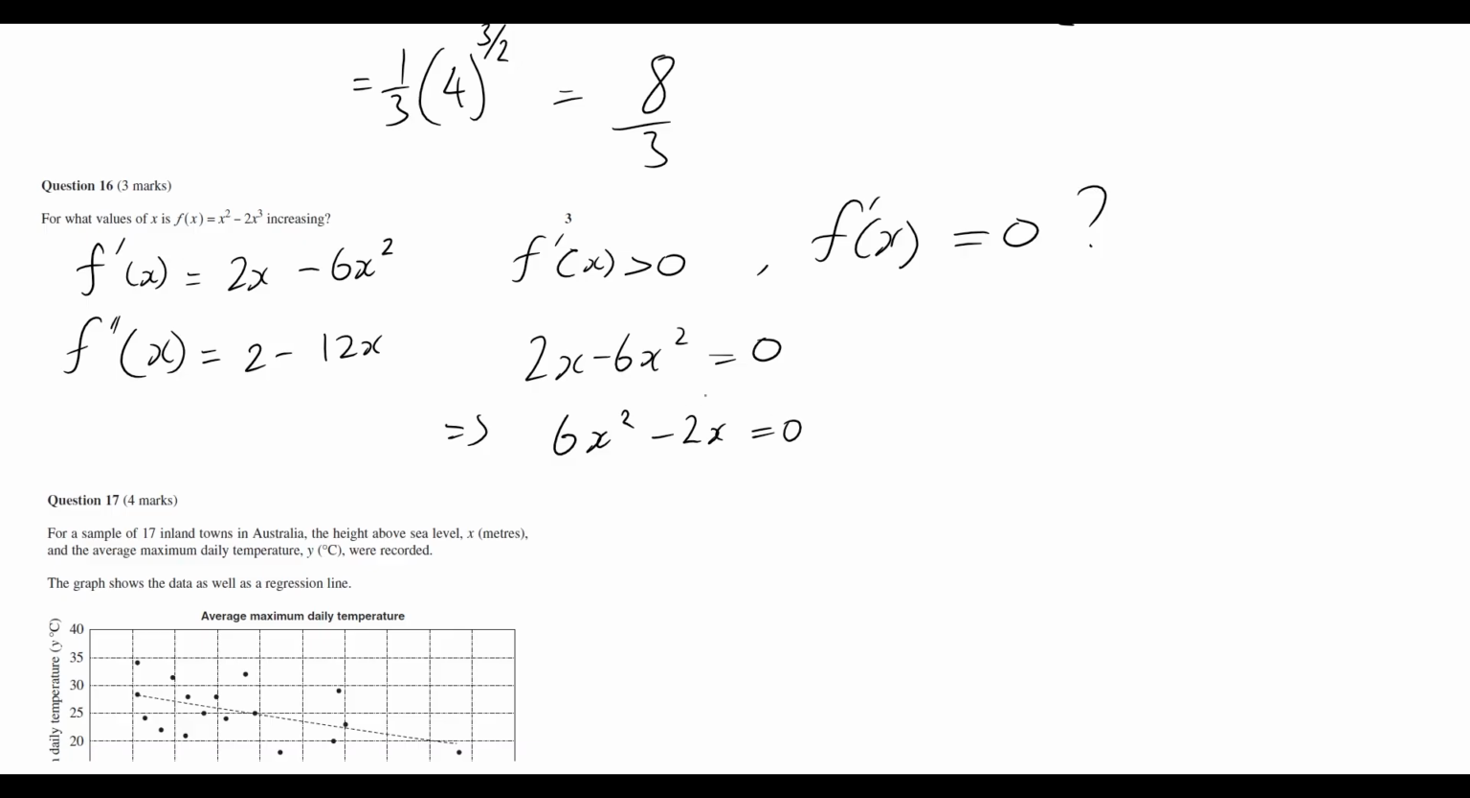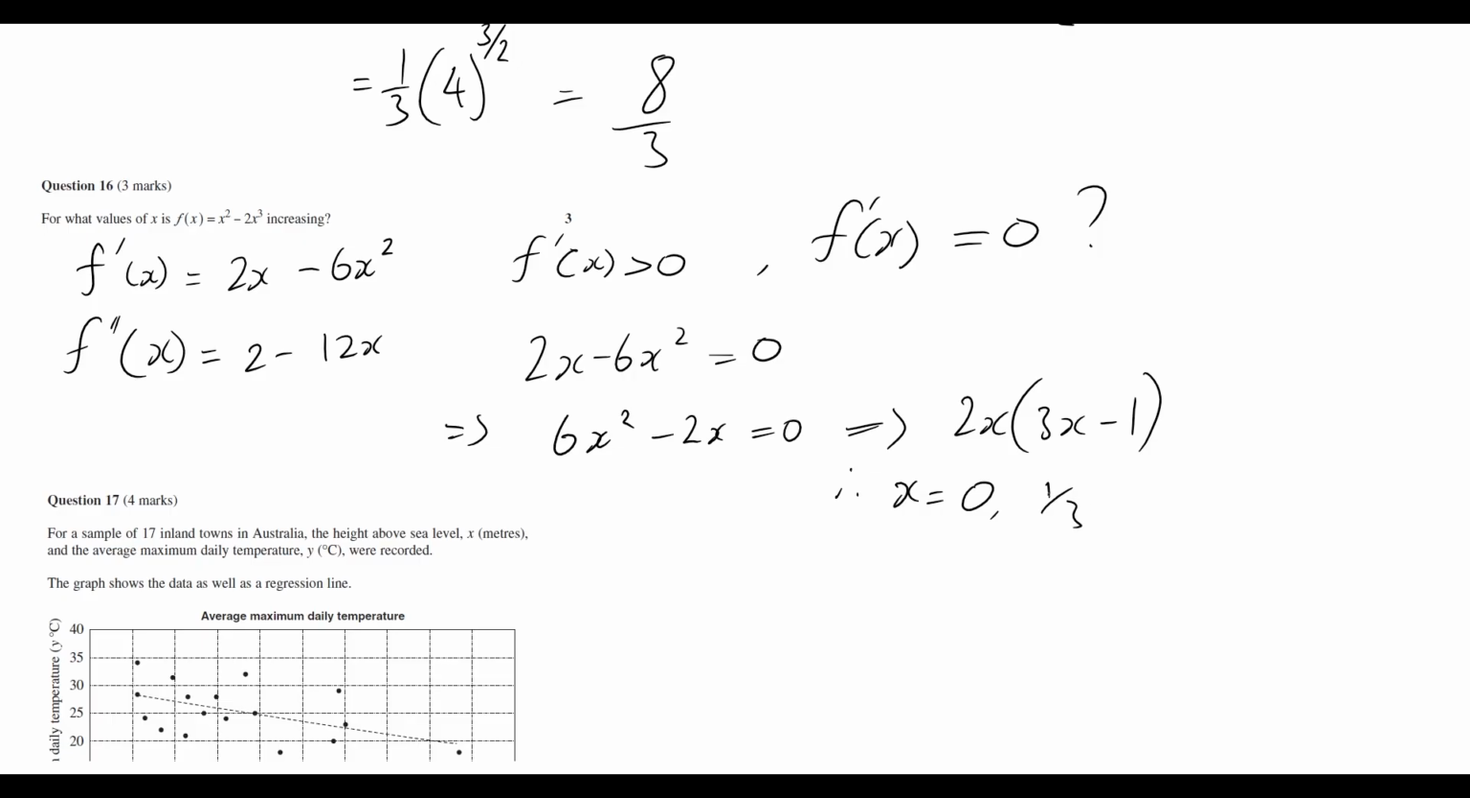Now we see that we can take a factor of x out, or in fact we can take out 2x. So let's go ahead and do that. So we get 2x on the outside, then we'll have 3x minus 1. So that means for this first derivative to equal 0, well, x can either equal 0 or x can be equal to 1 over 3. Okay, so now we have our 2 different points.